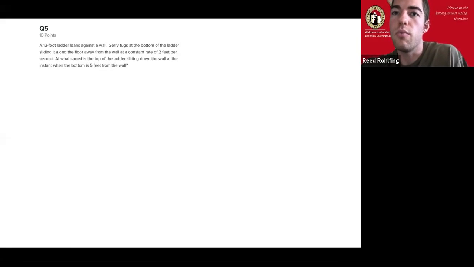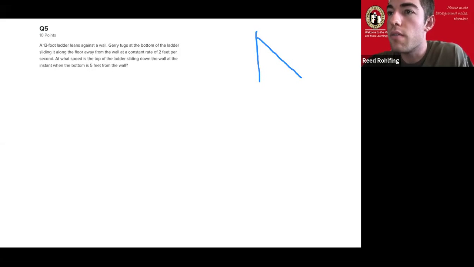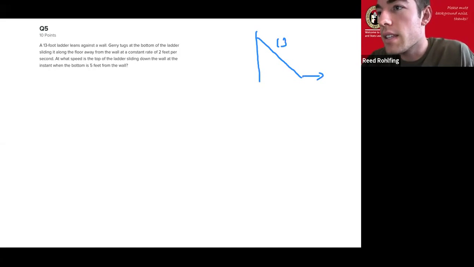So let's start with drawing it out. If I have a ladder against a wall, it would look something like this, 13 feet long. And it says Jerry tugs at the bottom of the ladder, sliding along the floor at a constant rate of 2 feet per second. So if this is our x-axis, this is our y-axis, then this rate going away is going to be dx over dt equals 2 feet per second.